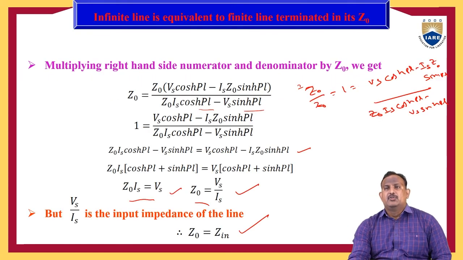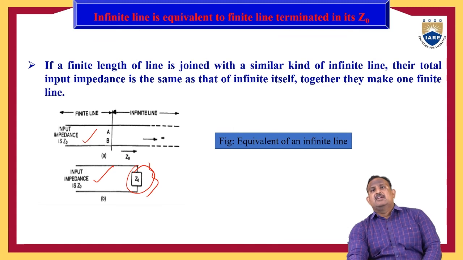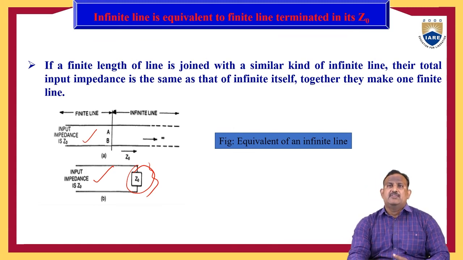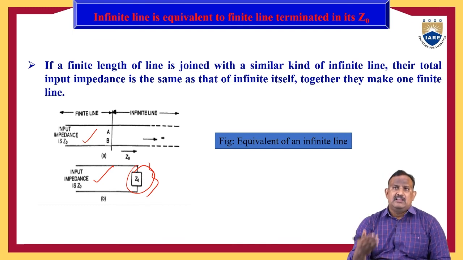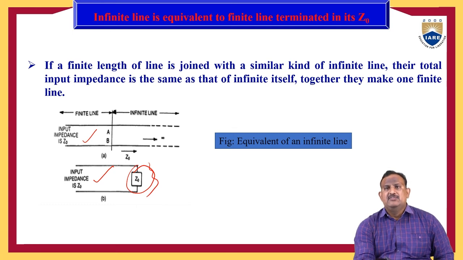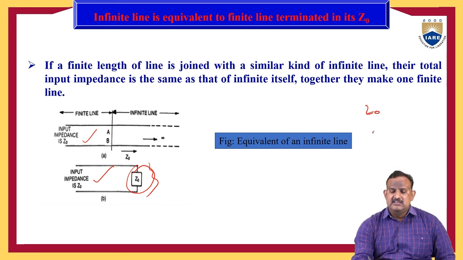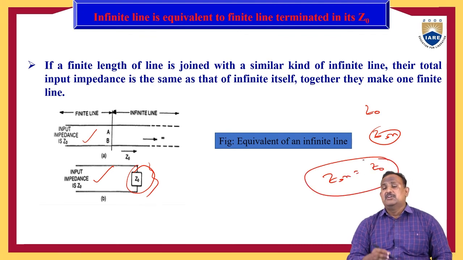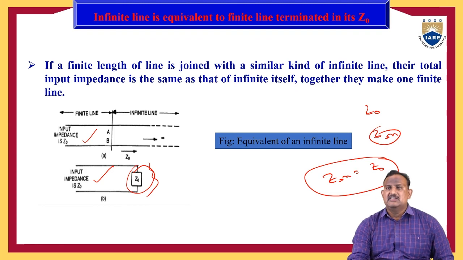So here we have achieved the actual concept. If we connect a finite line to an infinite line, that is, if a finite length of line is joined with a similar kind of infinite line, the total input impedance is the same as that of the infinite line itself. So here the input impedance of an infinite line is Z0 and Zn is the input impedance of a finite line. If you combine these two, then the input impedance of a finite line is equal to the input impedance of an infinite line, Zn is equal to Z0.